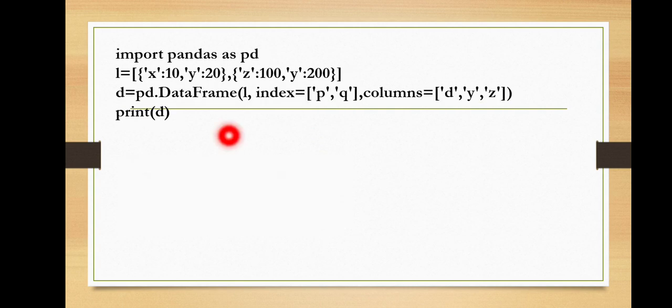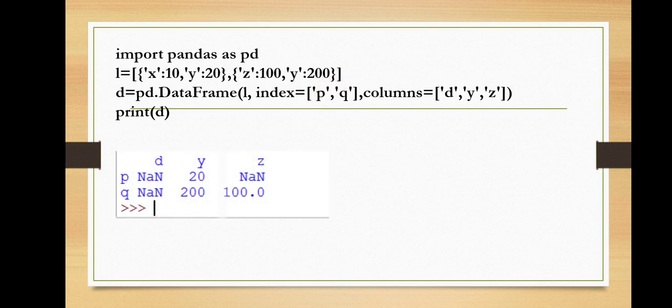In this example, I have taken the same dictionary again, but the columns are D, Y and Z. The D column that I have given does not exist in either of the dictionaries. Now see what is happening. You are getting the column D, but since its value does not exist in any of the dictionaries, it contains NaN for both the rows. See, this dictionary is creating one row. This is creating the second row. Okay.